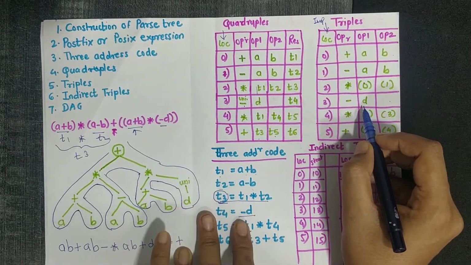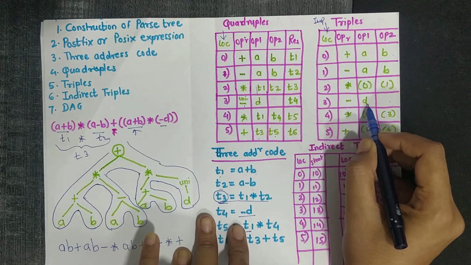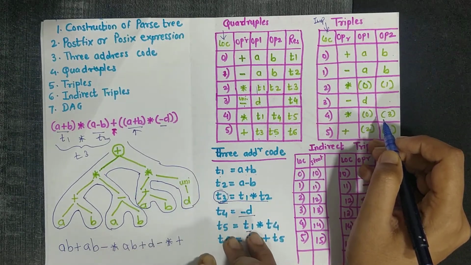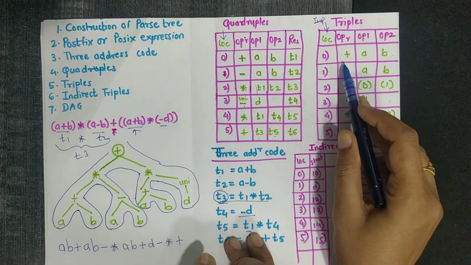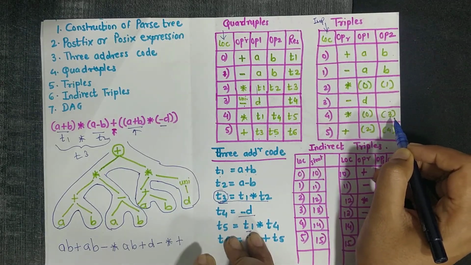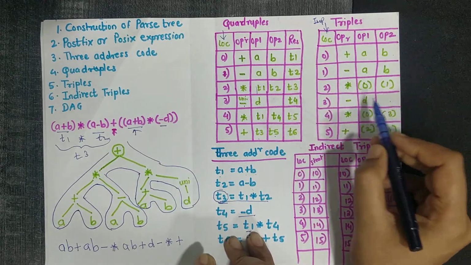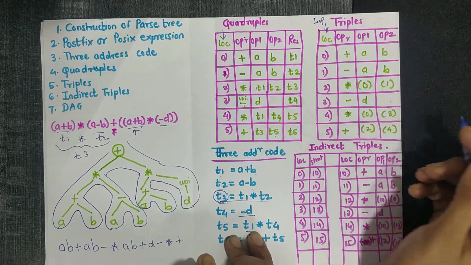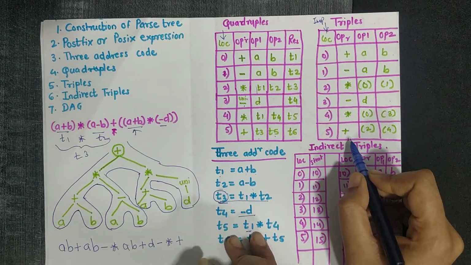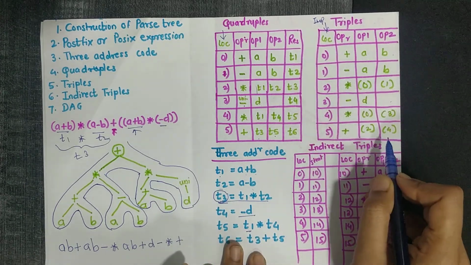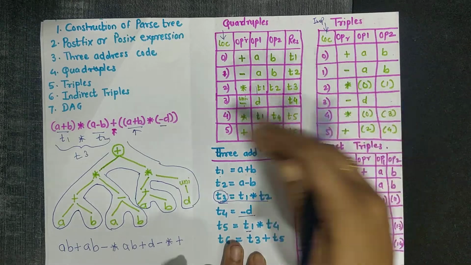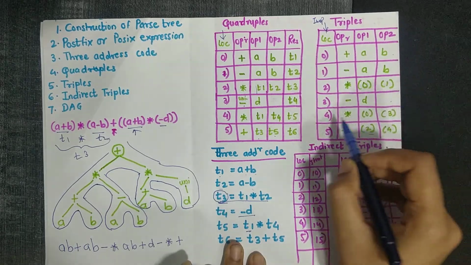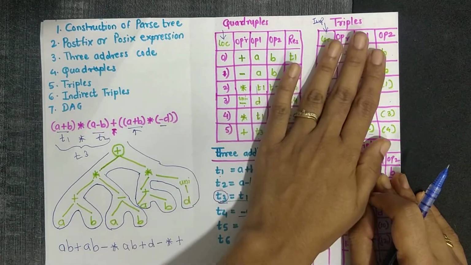Minus D is a unary operation. Minus is unary minus, and only one operand is available. That is nothing but your T4. Afterwards, T5: what do we have to do? T1 is nothing but your 0, so 0 into the third row. The third row means unary D. That is your third operation. Afterwards, the last one is the plus operator. The second row means this result and this result, so the second row and fourth row are added. That is nothing but your triple table.